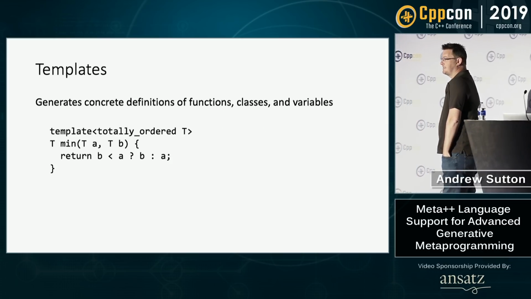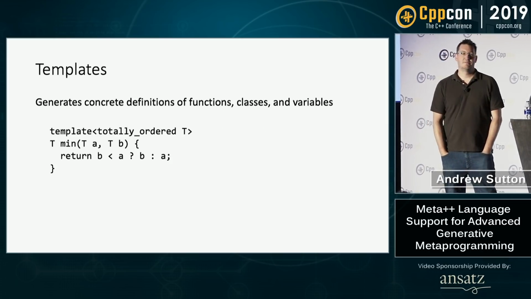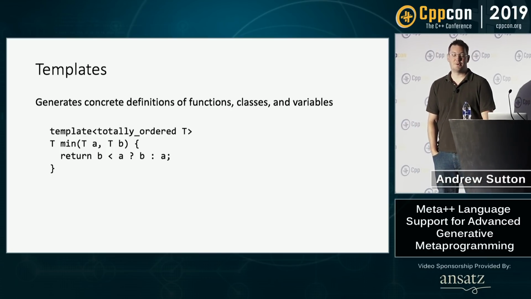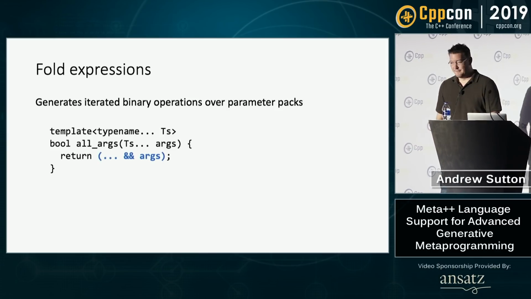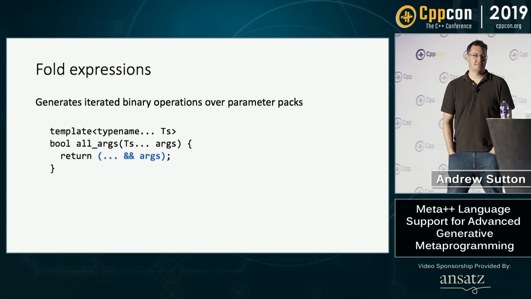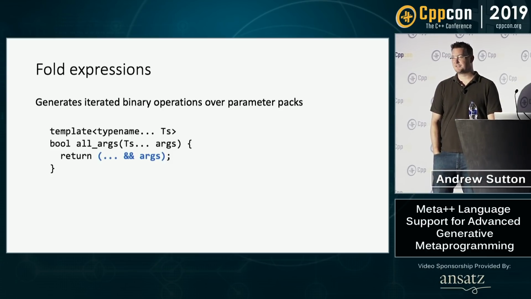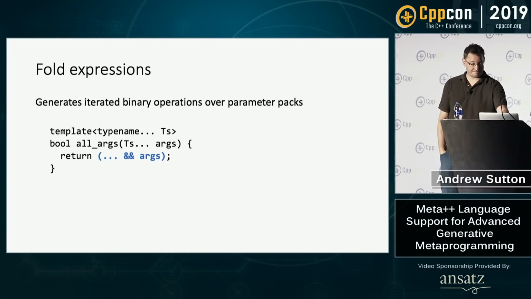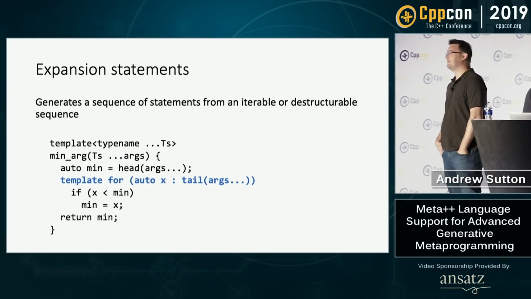Templates, fantastic. This is the workhorse of all template metaprogramming. We write things generically, we provide template arguments, we stamp out new definitions. Right? Nothing confusing about this. Fold expressions, we use these to generate iterated binary operations. So we can take the conjunction of sequences of arguments. They're fantastic. If you happen to use variadic templates a lot, that's great.